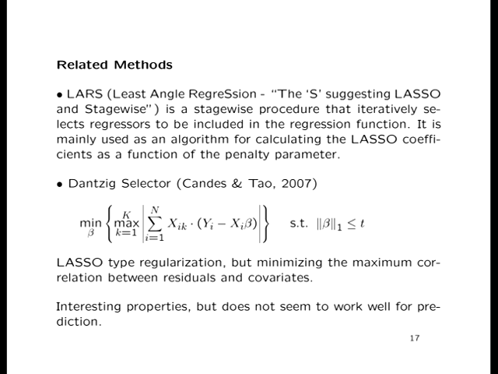Partly I want to mention these not because they're all that interesting in their own right, but it shows you how special Lasso is in some of its properties. There's a method developed by Efron called least angle regression, or LARS. It's a stage-wise procedure that's a little bit more like stepwise regression, but it provides an algorithm for actually calculating the Lasso coefficients as a function of the penalty parameter. That is very helpful in terms of implementing these methods, because it shows you which coefficients enter into the regression function as you relax the penalty parameter.